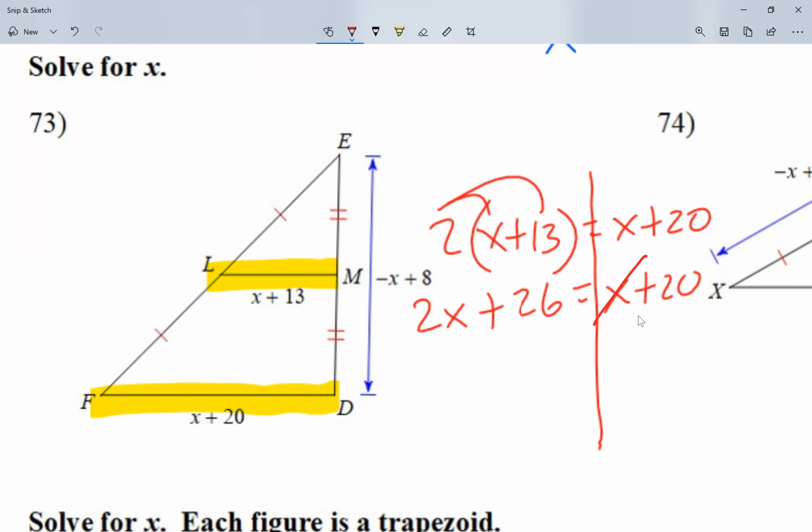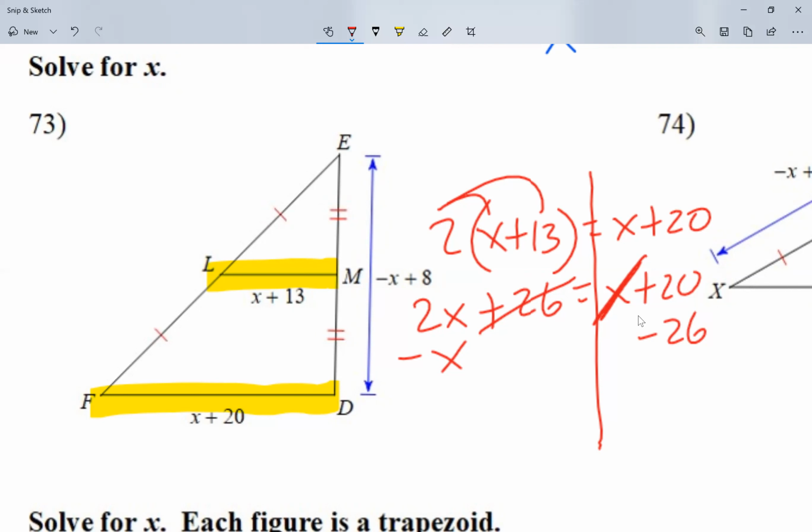I want to have letters on one side, numbers on the other. So the plus x, the x on the right side, let me move it to the left side as a minus x. And the plus 26 on the left, let me move it to the right side as a minus 26. Don't forget that everything that I move from one side to the other, I have to switch the signs. So notice I switched the sign on the x, I switched the sign on the 26. If there were minus to begin with, I would have changed it to plus, right? You got to switch the signs.